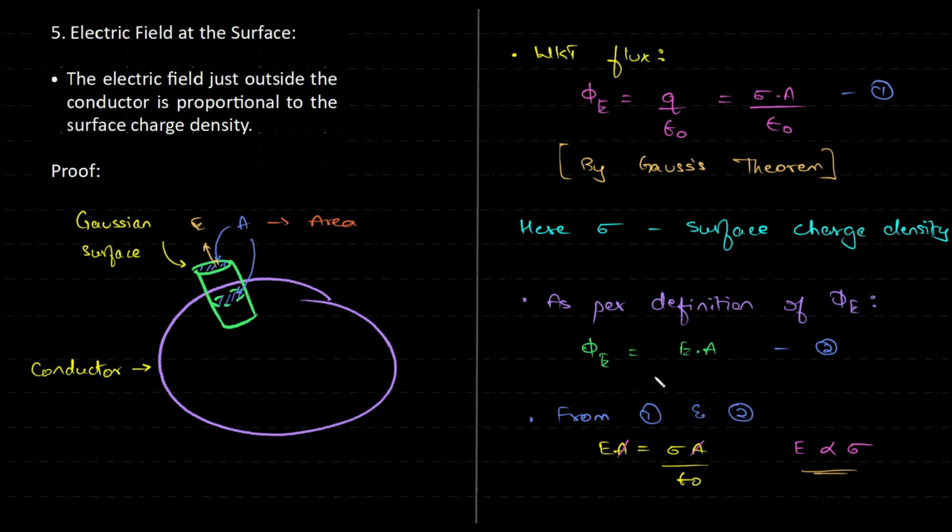Now, the electrical field on a surface is given by the density it has. And the proof goes like this. We know that flux has two different expressions: one as per the definition and another as per Gauss's theorem. When we equate them, area gets cancelled, and we can see that E is proportional to sigma, the surface charge density, and we have proved it.